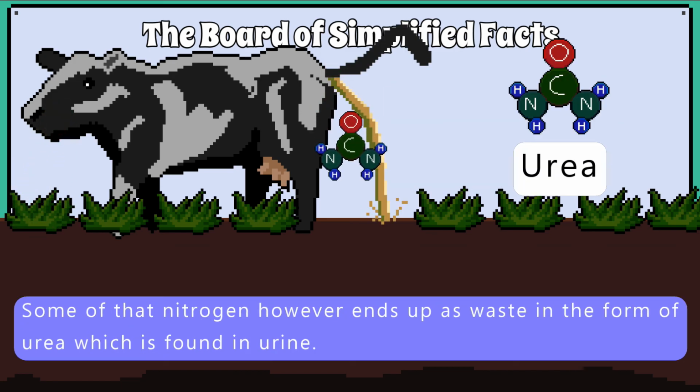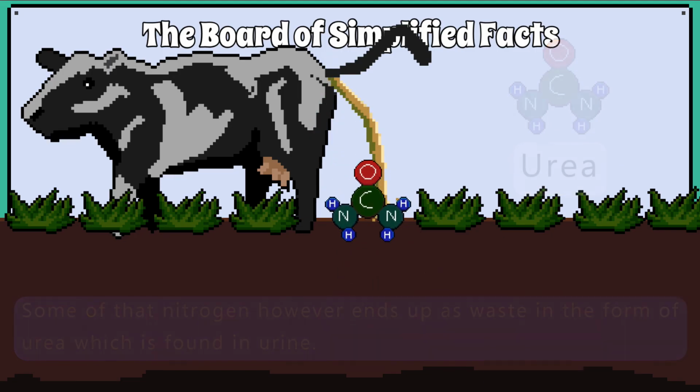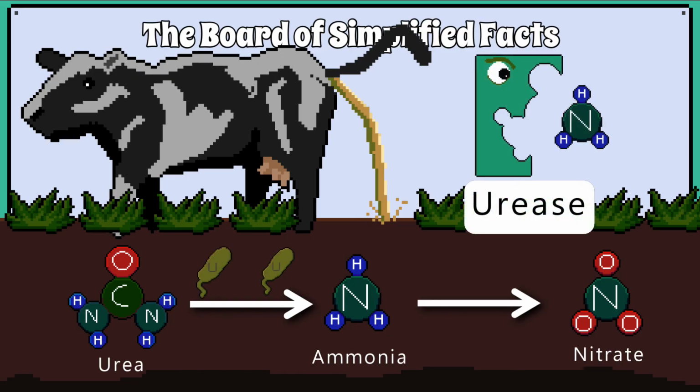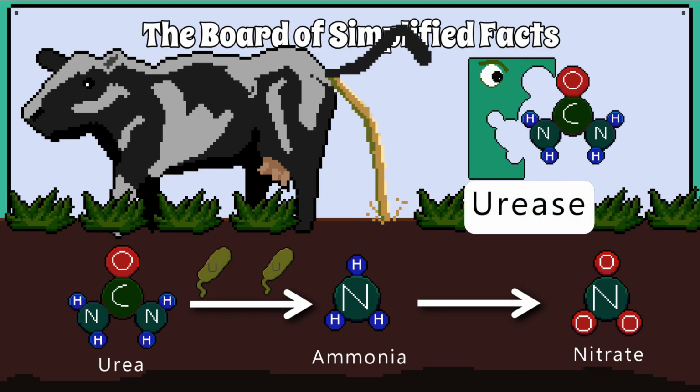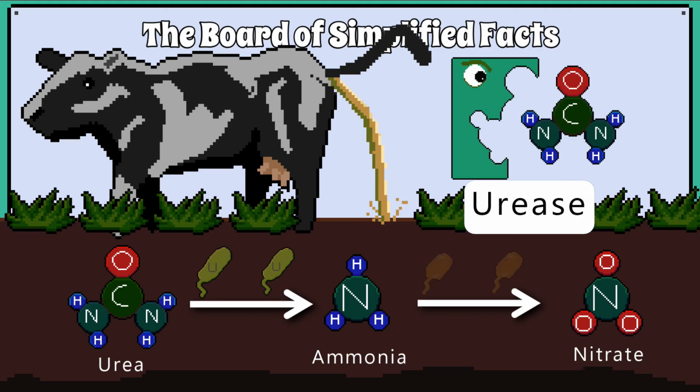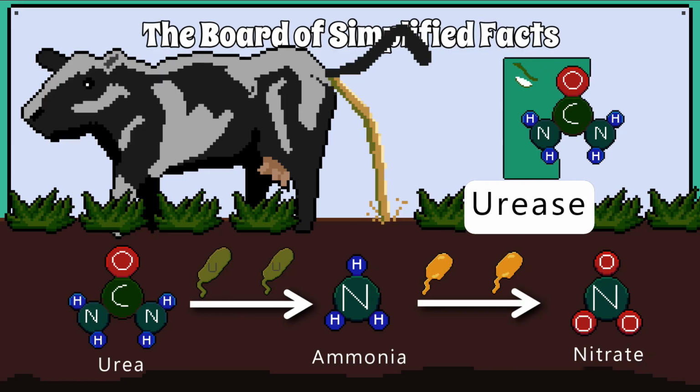Some of that nitrogen, however, ends up as waste in the form of urea, which is found in urine. The urea enters the soil and can be broken down into ammonia, and then the ammonia can be converted into nitrates. Some bacteria in the soil make the enzyme urease, which is what converts the urea into ammonia, and then ammonia can be converted into nitrates by nitrifying bacteria.